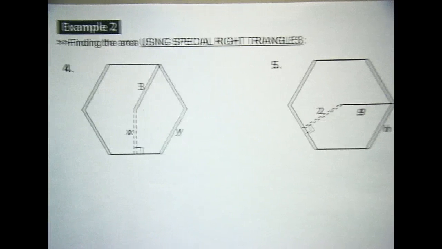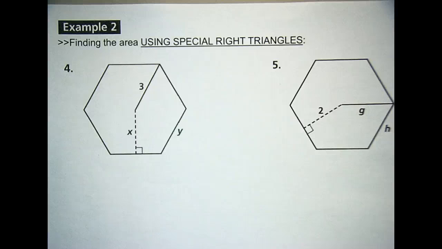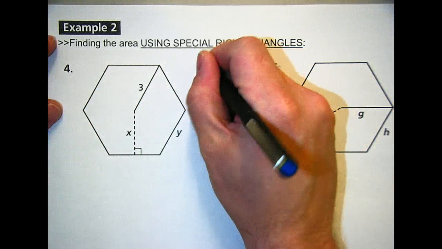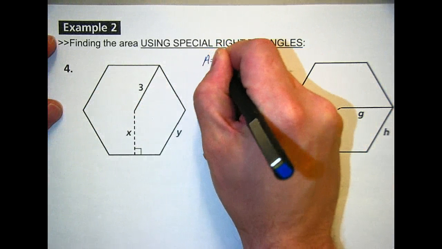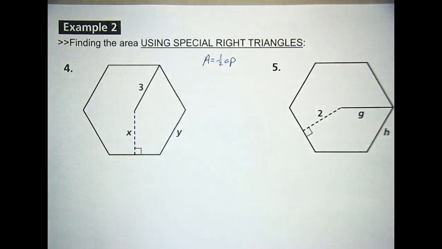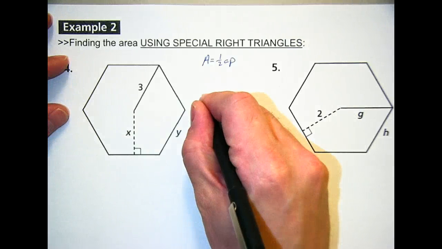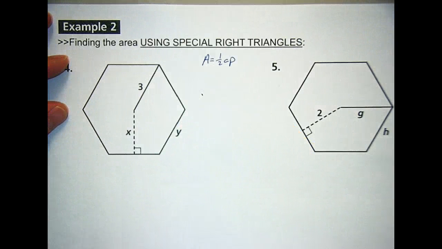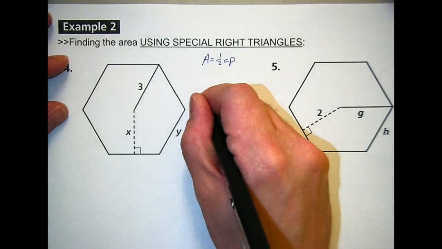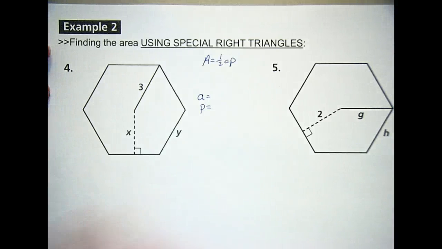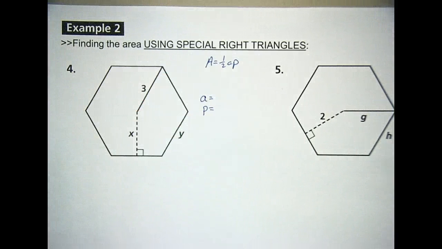Okay. So this one says finding area using special right triangles. Now, if I'm dealing with a regular polygon, the formula isn't going to change. It's just finding those pieces. What are the two pieces we need? Good. Apothem and perimeter, kind of like base and height, except for perimeter, distance around. So are we given either of those? Nope. Not given either of them.